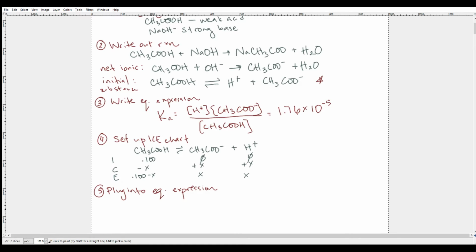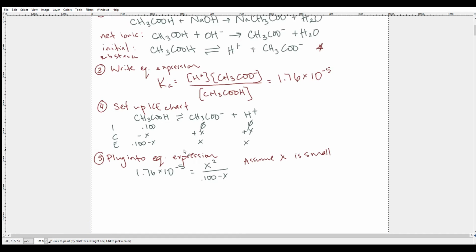By plugging into the equilibrium expression, I know 1.76 times 10 to the negative 5 is equal to x squared over 0.100 minus x. Times 10 to the negative 5, that's pretty small. So let's go ahead and assume x is small. Again, this is always somewhat of a risk, but I'm going to take that risk, which probably means it's going to work out.